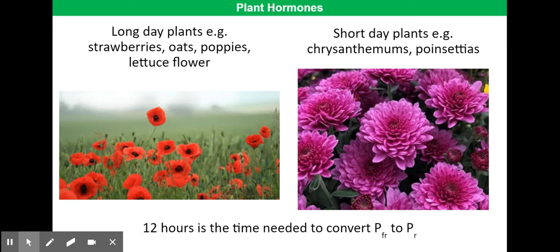In contrast, short day plants, such as chrysanthemums and poinsettias, only flower when the period of uninterrupted darkness is more than the critical threshold of 12 hours. So 12 hours is the time needed to convert all of the phytochrome far red to phytochrome red. In short day plants, phytochrome far red inhibits flowering.